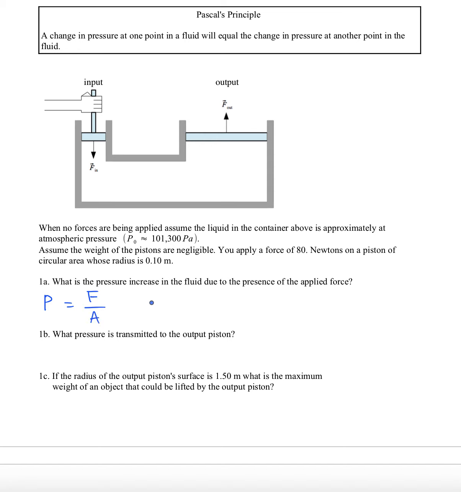It should be noted that there's an atmospheric pressure that would be present at the surface of the fluid if the person wasn't pushing on it. So instead of using P equals F over A, I'm going to change the formula to delta P equals delta F over A. Now when the person isn't pushing, there's no force. Since the person pushes with 80 newtons, that's going to be the delta F.